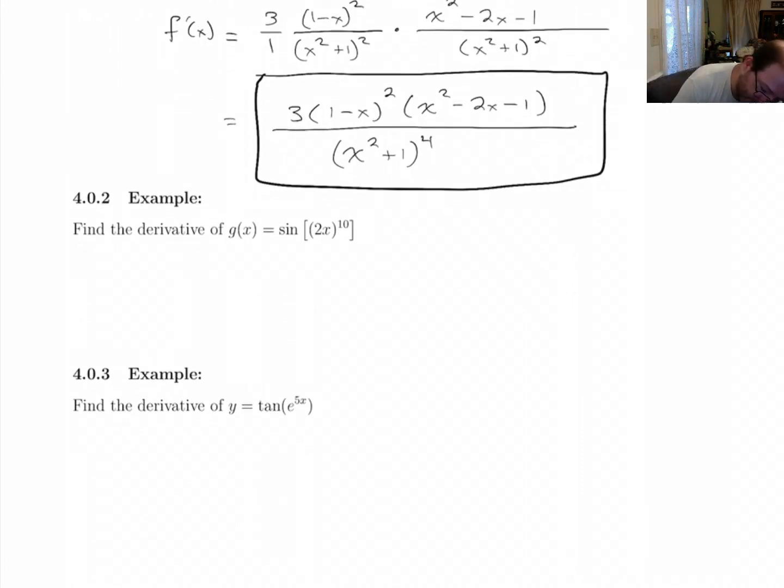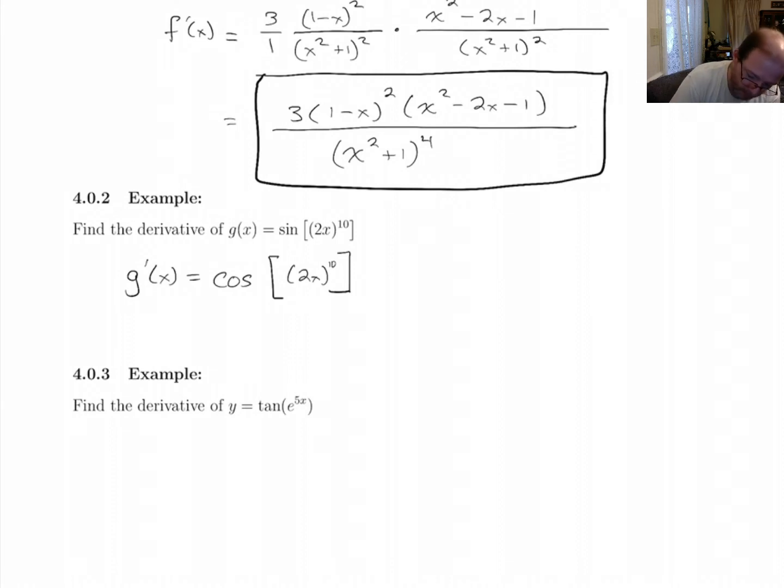First function to deal with is the sine. So g prime of x is going to be the derivative of sine, which is cosine of everything that's inside of there. Now, if you want to, you can scribble this out and say, okay, now let's take the derivative of that inside function. That's going to be 10 times (2x) to the 9th. Then times the derivative of the inside function there, which is 2.